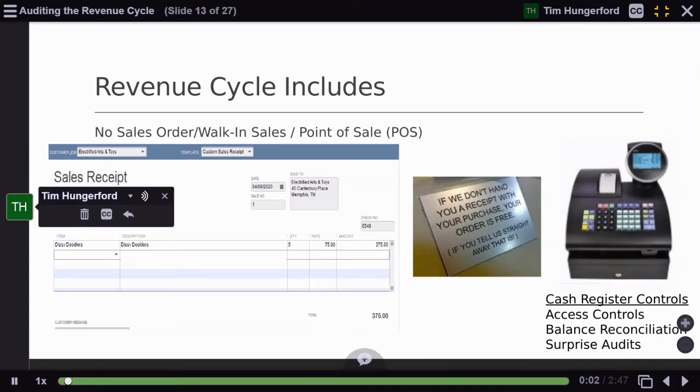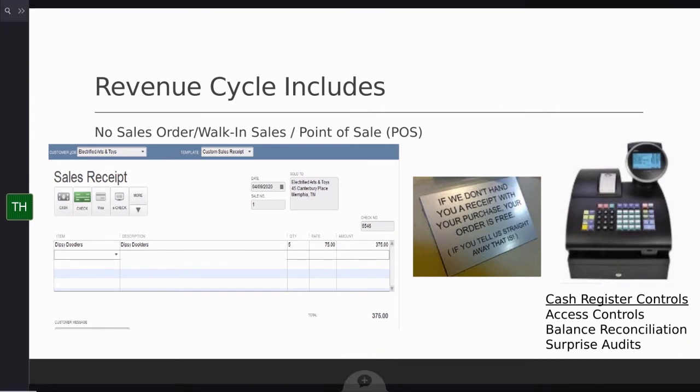To this point, we've been talking about the whole formal process of a sales order, right on through invoice to customer payment. But you could have walk-in sales or people that just order things and you issue them a receipt. So here is an example out of QuickBooks where Electrified Arts and Toys came in and bought some Dipsy Doodlers from us. So we issued them a sales receipt for that. They gave us a check for $375, as you can see the green highlighted check there.